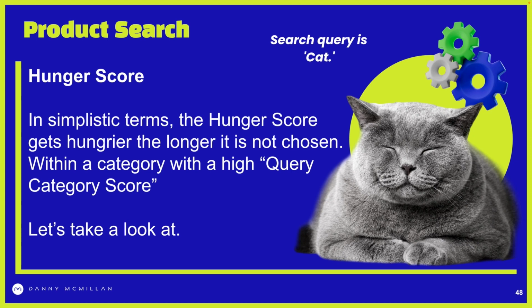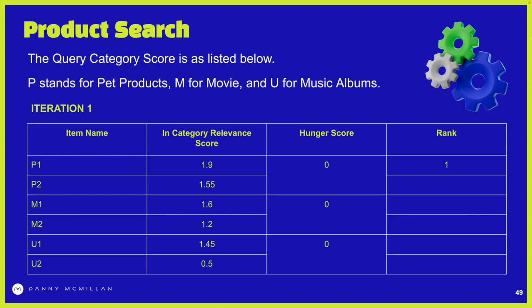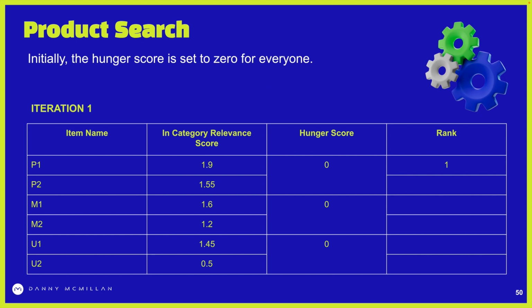But in simplistic terms, the hunger score gets hungrier the longer it is not chosen within the category with a high query category score. So let's take a quick look at this using the search query cat. As listed here below, what we've got is item name, in-category relevance score, hunger score, and then the rank. In this case, P stands for pet products, M for movie, and U for music albums. Now you can see their positioning of rank 1 here is the in-category relevance score.